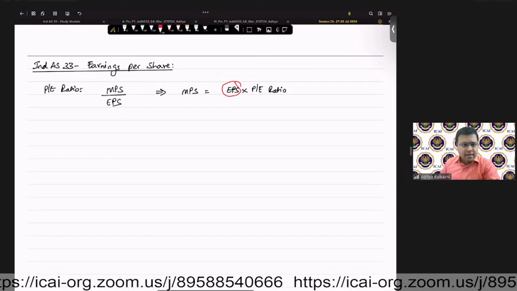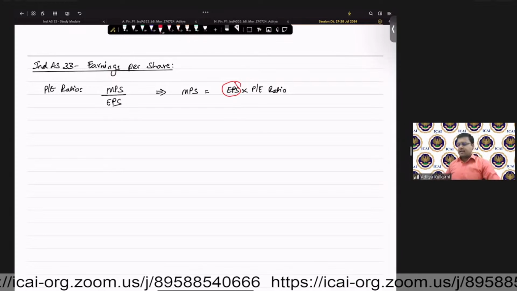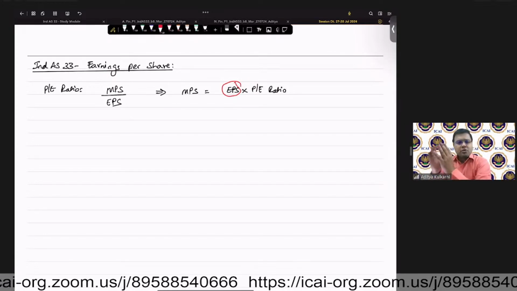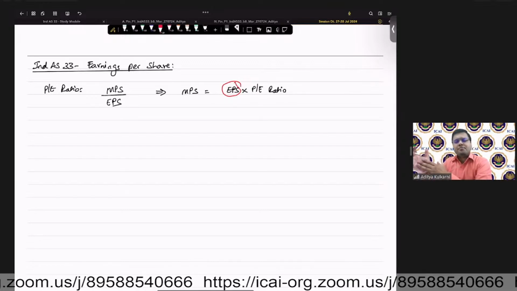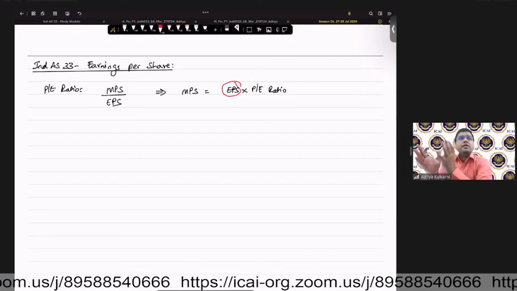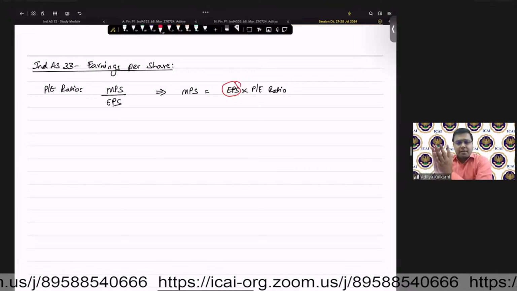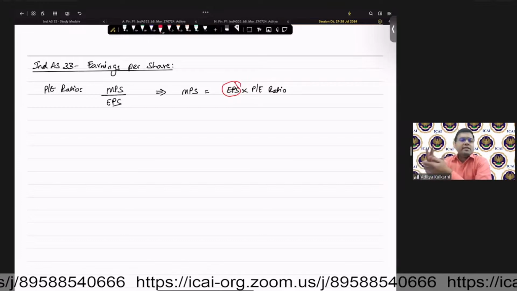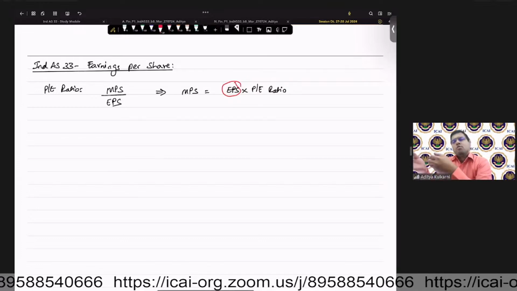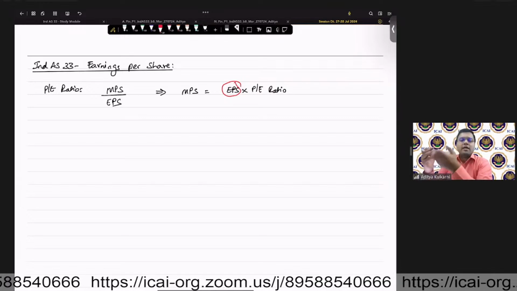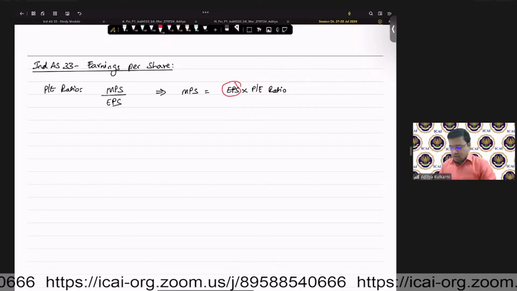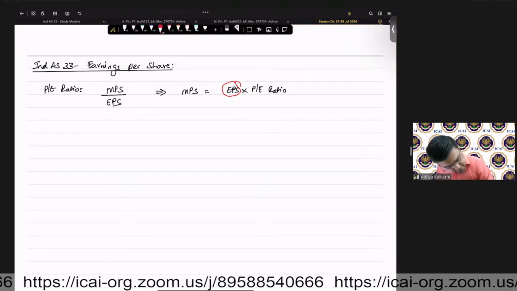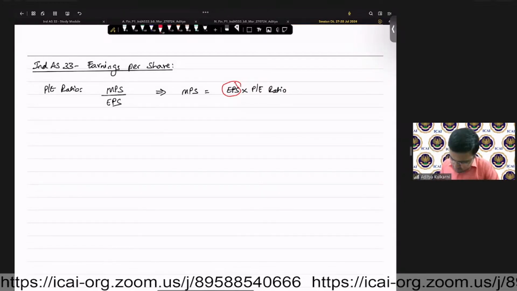So those are the points that we need to look into. Okay, so with that background, let us start. What I propose to do today is we will be discussing the computation principles. Then maybe towards the later part of today's session or tomorrow's first part, we will look at what are the changes that we are seeing in terms of Ind AS. Okay.